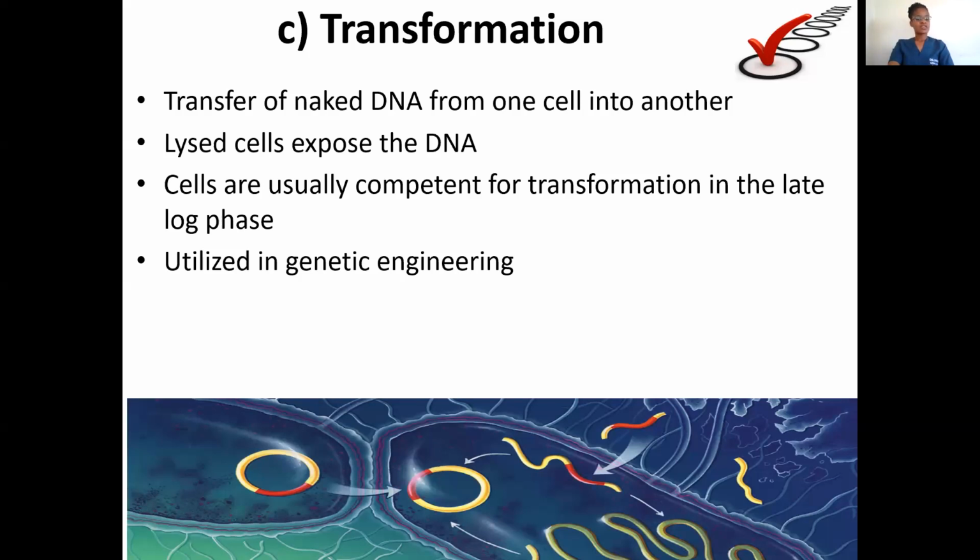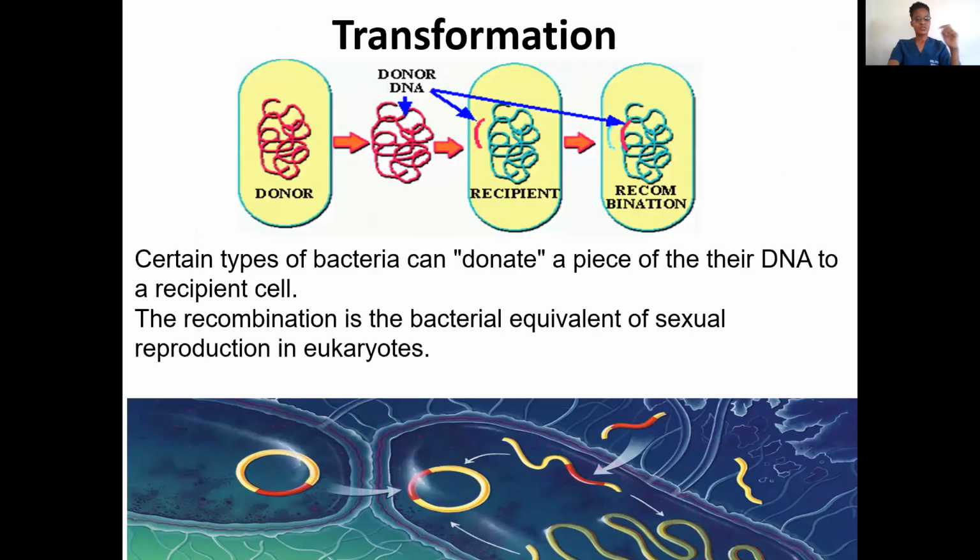An example of genes that have been transferred from one cell to another using the transformation mechanism include exotoxins, as seen in Streptococcus pneumoniae, Haemophilus influenzae, and Neisseria meningitidis. So in a nutshell, we have a donor cell here that will release naked DNA into the environment. Then the recipient cell will take it up and have it as recombinant DNA here.